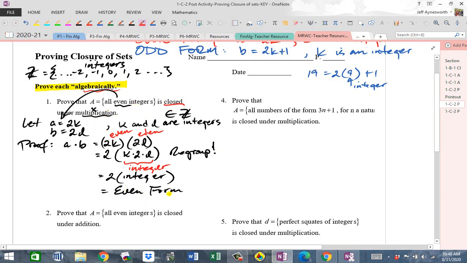So the proof is complete. I'm going to say QED, quod erat demonstrandum, that which was to be demonstrated. That's Latin. So there's your proof. You have to show that the result is even.